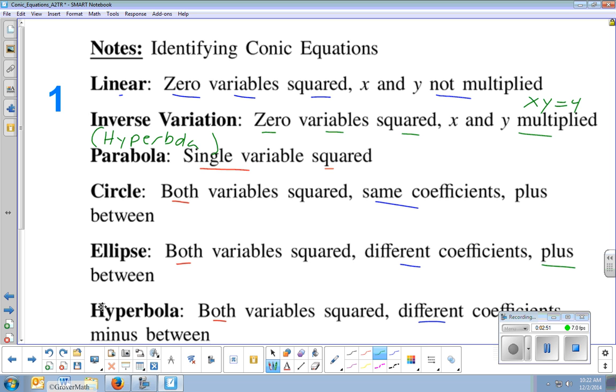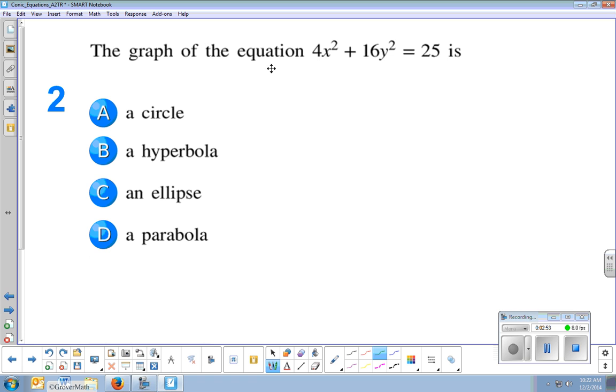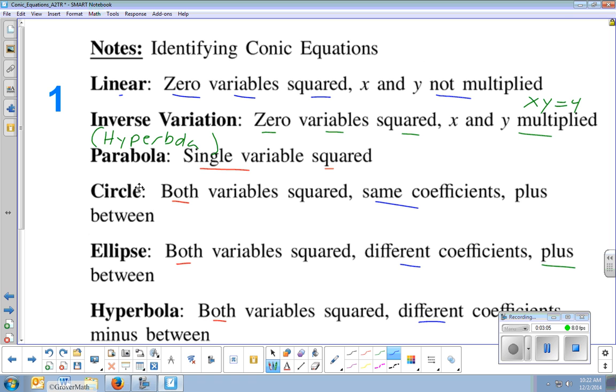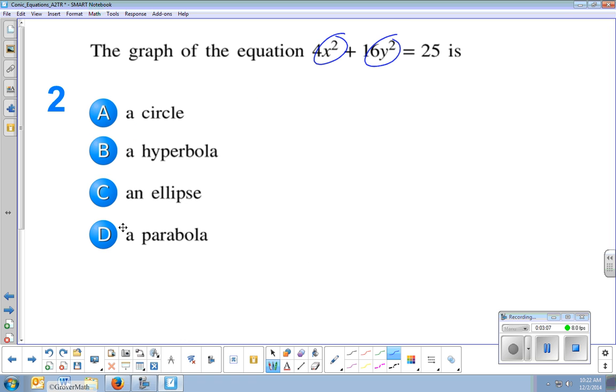All right, so let's take a look at the first one. Graph of the equation, 4x squared plus 16y squared equals 25. So right away, I see I have x squared and y squared. That means both variables squared. So we're looking at a circle, an ellipse, or a hyperbola. Parabola doesn't make any sense because a parabola only has one variable squared. Then I take a look at the coefficients. This one is a 4. This one is a 16. They are not the same.